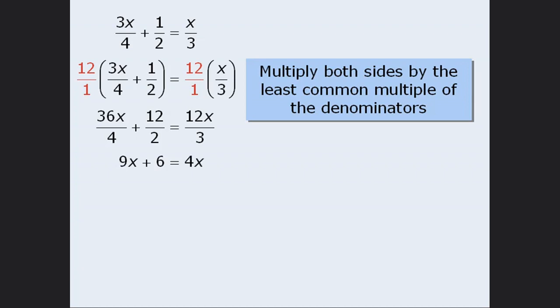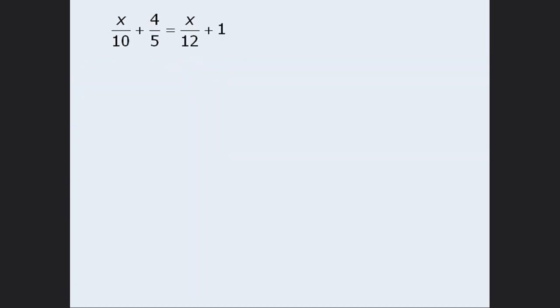Now that we have eliminated the fractions, we have a relatively simple equation to solve. From here, let's subtract 9x from both sides. And now we'll divide both sides by -5 to get x equals 6 over -5, which we can also write as x equals -6/5. Okay, here's another example.